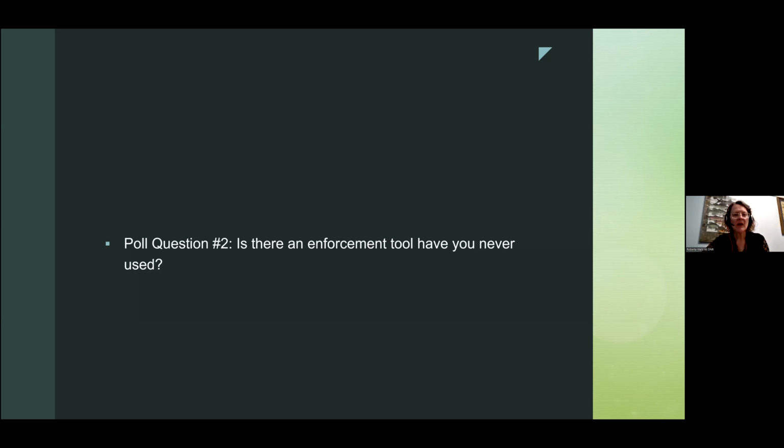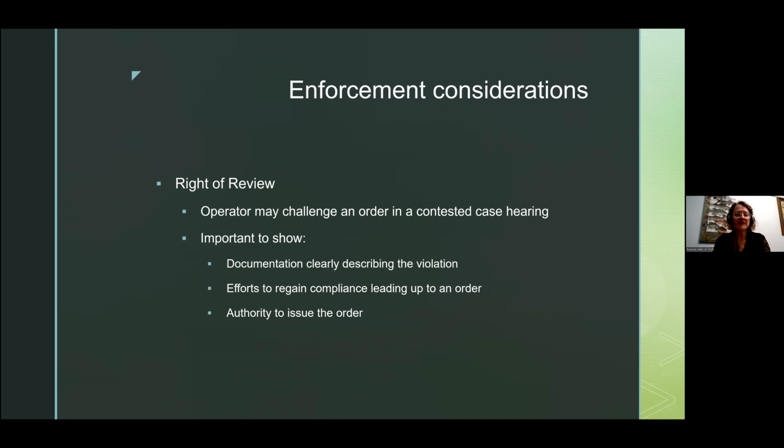Okay. All right, so let's do some considerations here. Let me get my arrow back over here. All right, so some considerations.